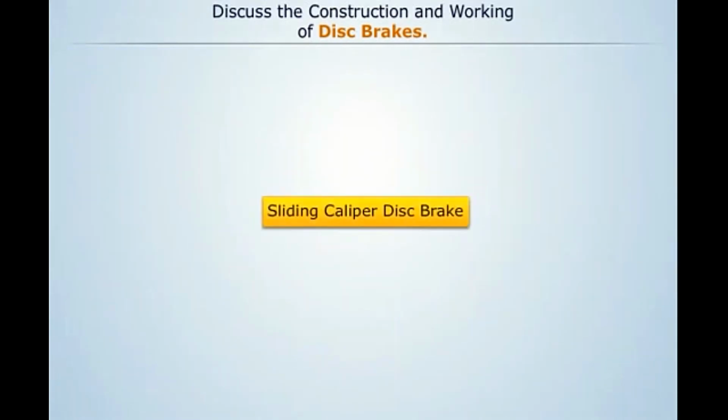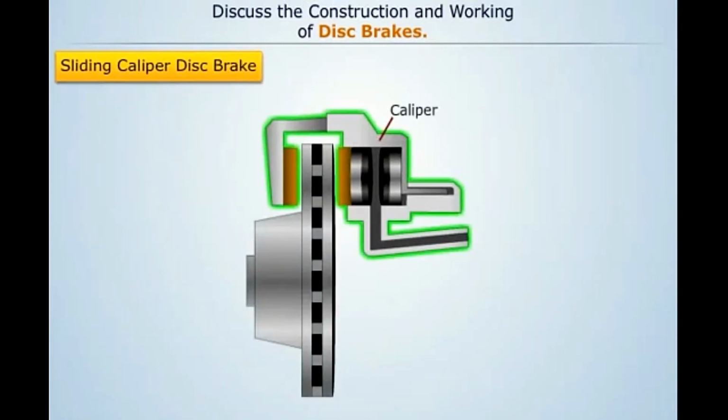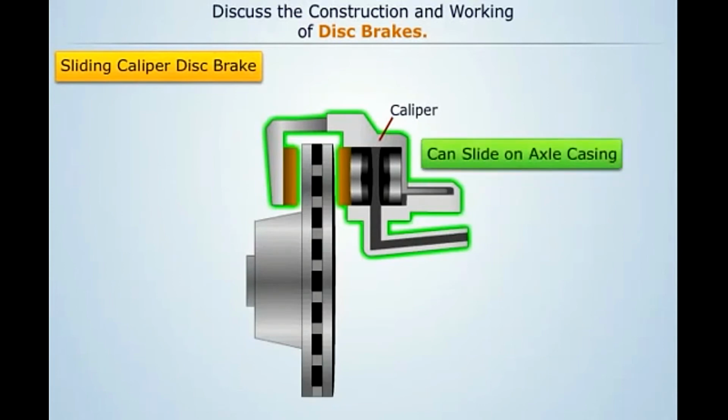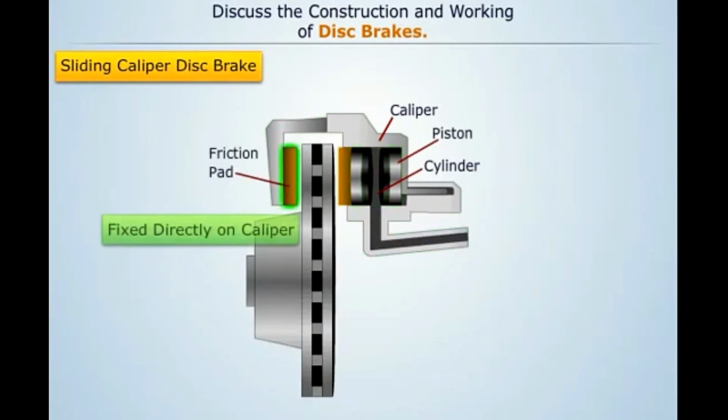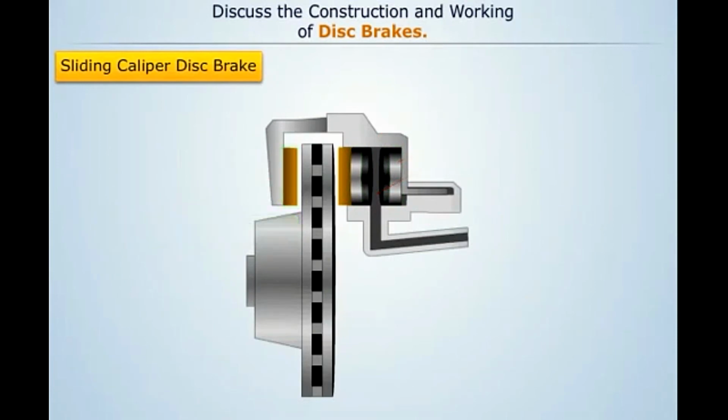Sliding caliper disc brake. A typical sliding caliper disc brake can be shown as: here the caliper is mounted on the axle casing but isn't fixed to it. It is allowed to slide on the axle casing. Also, the caliper is provided with one cylinder having pistons at both its ends. On the other side, the friction pad is fixed directly onto the caliper.